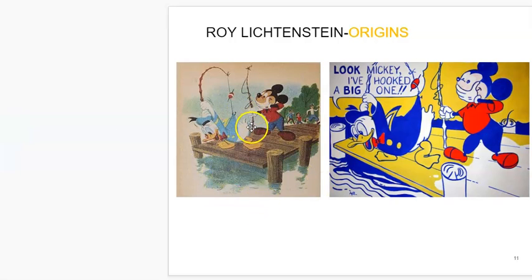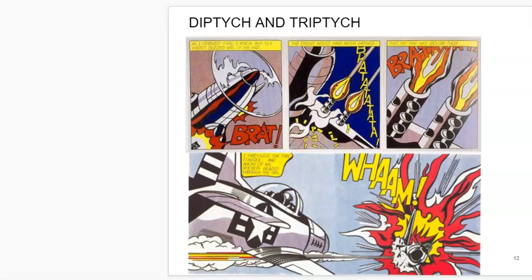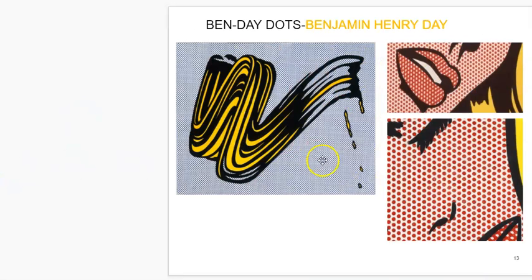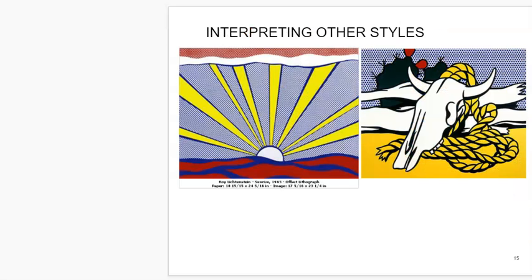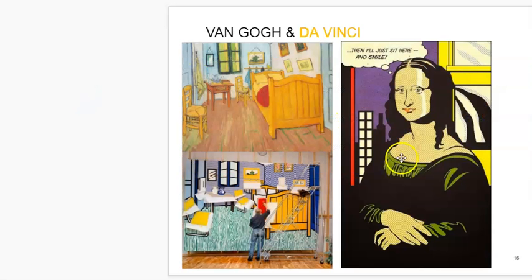So here's a Mickey Mouse cartoon done by Disney, and here's Lichtenstein's Mickey Mouse. And here's some of his others. He did what's called diptychs and triptychs, where he had pieces that fit together. Two images or canvases side by side continued the theme, okay? A triptych is with three canvases. Here's some of the Ben-Day dots. They were patterns that were put together with polka dots, okay? Here's some more. Interpreting Georgia O'Keeffe. Here's an interpretation of the Mona Lisa and some Van Gogh things.